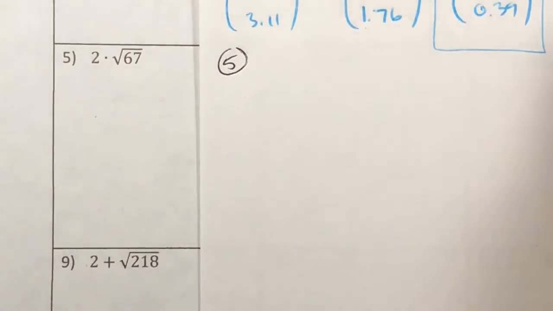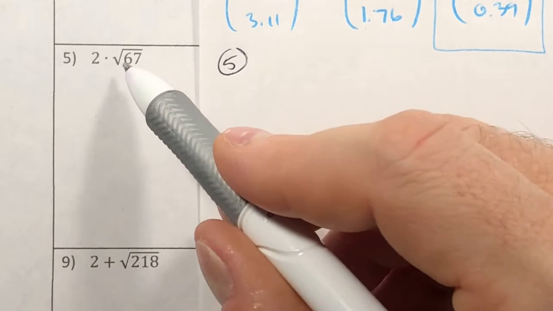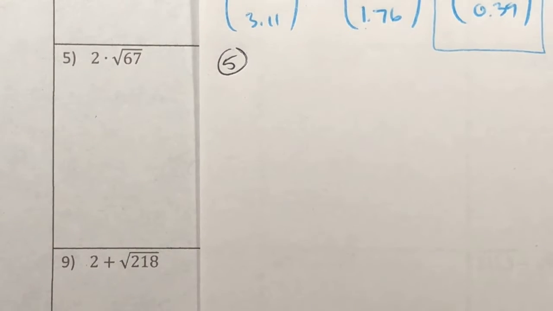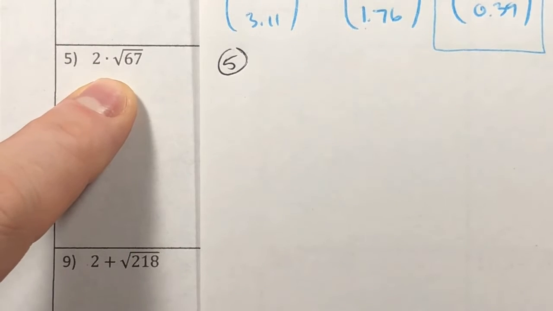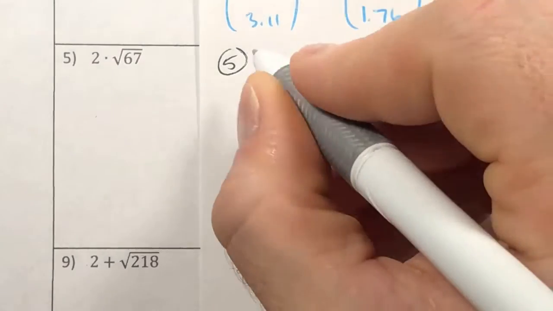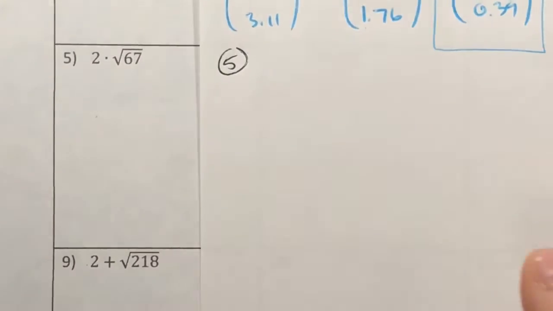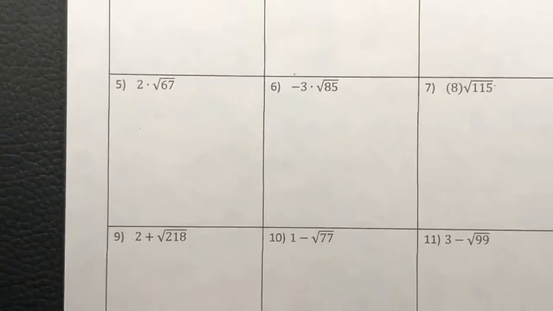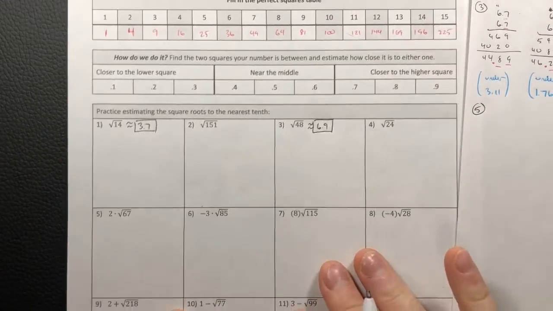Okay. So number 5 says I'm taking 2 times the root of 67. So in essence, all I need to do right here is the same process of estimating this square root so that I can then double it. So for number 5, what I'm checking for is the square root of 67. Let's take a look at what that will entail.